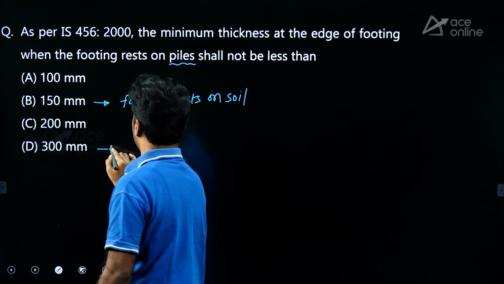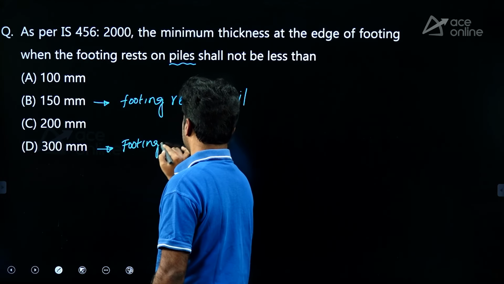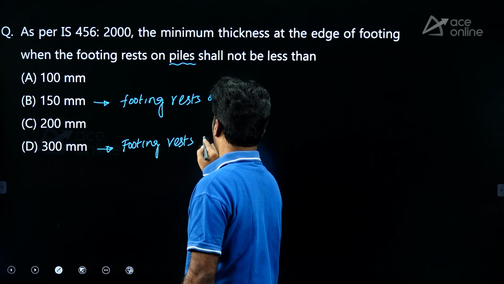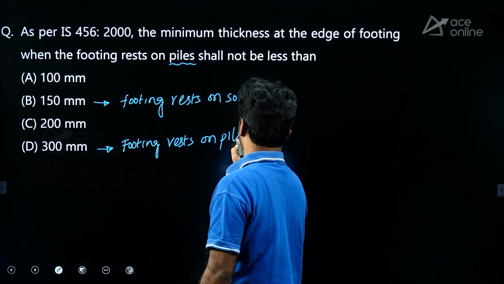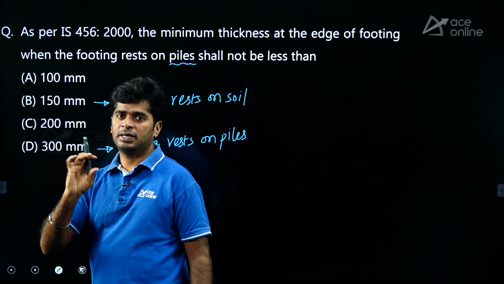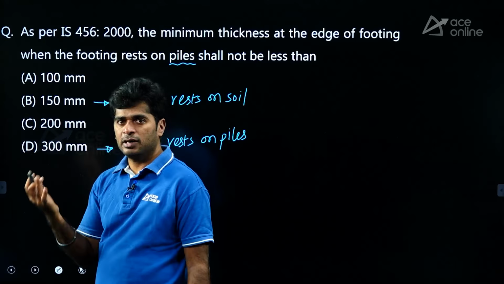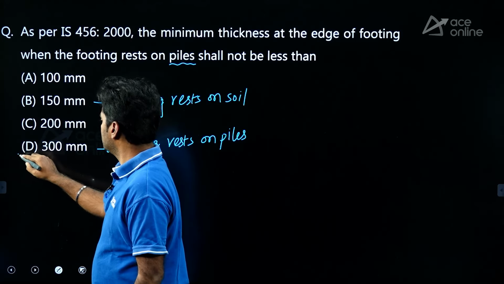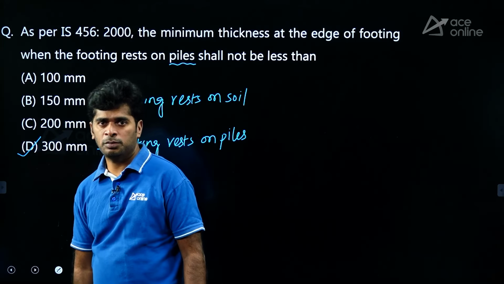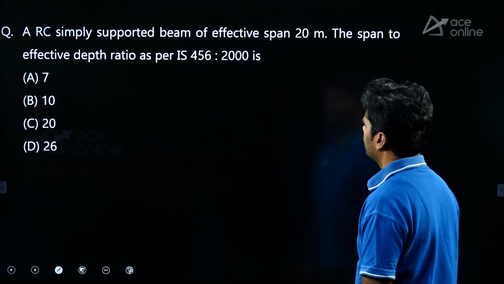Suppose the footing rests on piles, then 300 mm is the minimum thickness at the edge of the footing we have to maintain. Here it is clearly mentioned the footing is resting on piles. So, the minimum edge thickness should be 300 mm. Option D is correct. Then move to the next question.